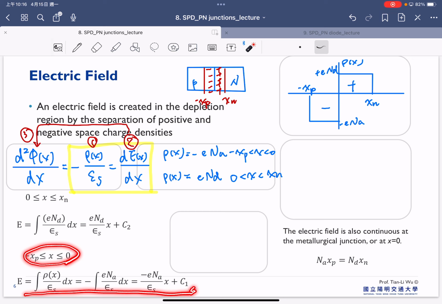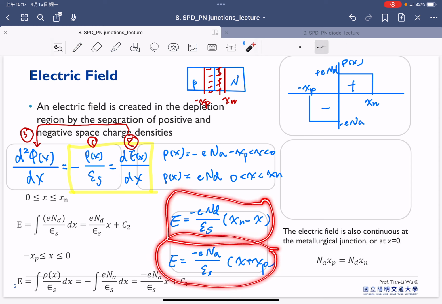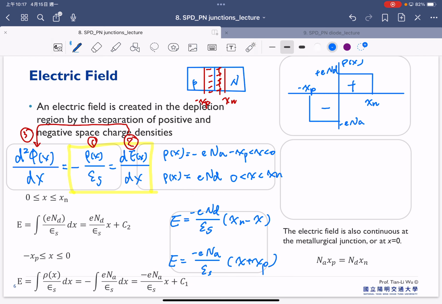Once we consider the boundary condition, in the end, the electric field E is equal to minus qND over epsilon_s, times the bracket (xn minus x). Also, E is equal to minus qNA over epsilon_s, times (x plus xp) here. So based on these equations, we can now get the electric field distribution.